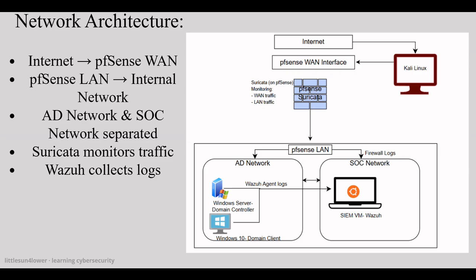Now let's take an example. Kali performs a port scan against the Windows server. Suricata can detect the scanning activities at the network level. pfSense logs the connection attempts, and Wazuh collects and correlates these logs for investigation. So this architecture allows me to simulate a real attack, detect it, and analyze it from a SOC perspective, just like in an enterprise environment.